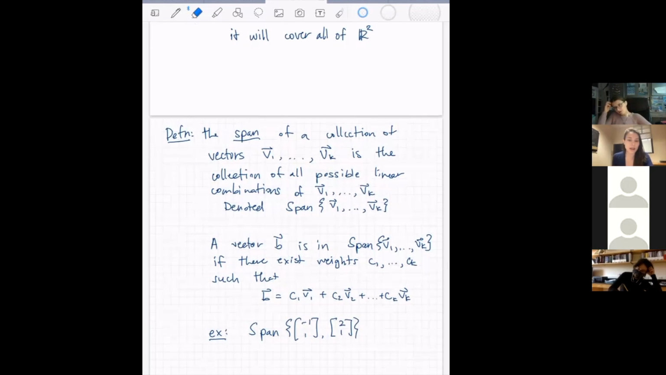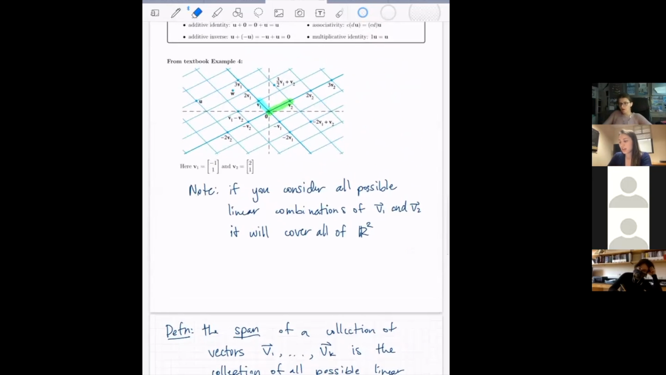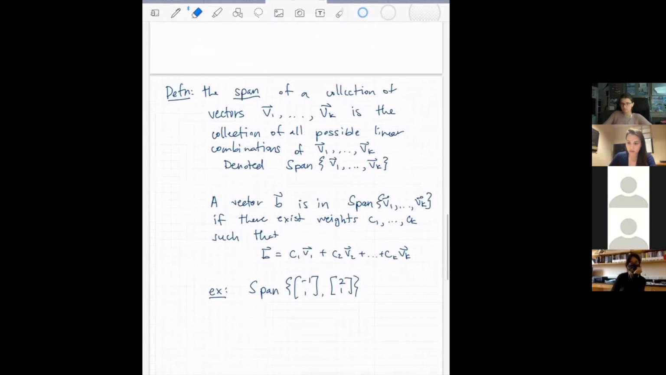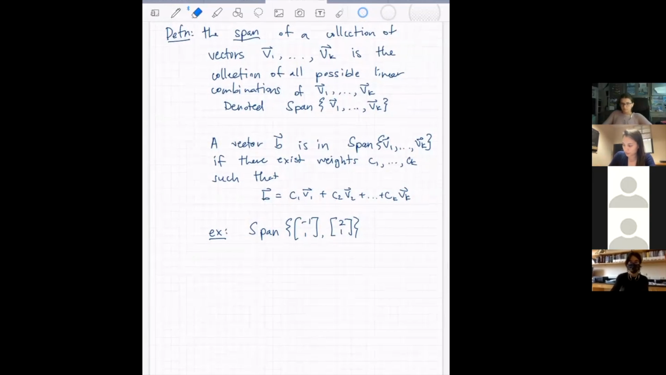Okay, so we have the span of two vectors here. We noticed that we could cover all of R2 basically with those two vectors. So that means that the span is just equal to R2, right? Okay, so that's the first example.